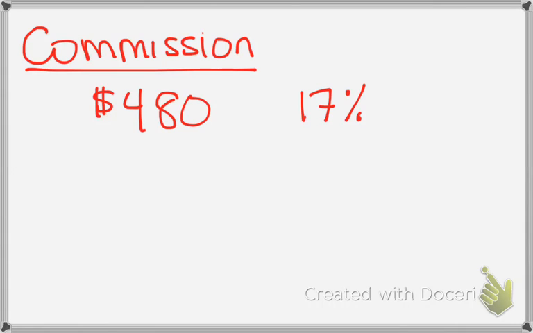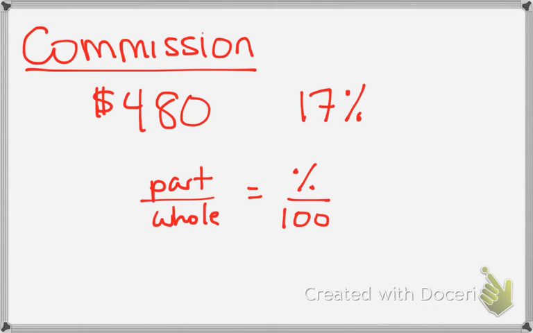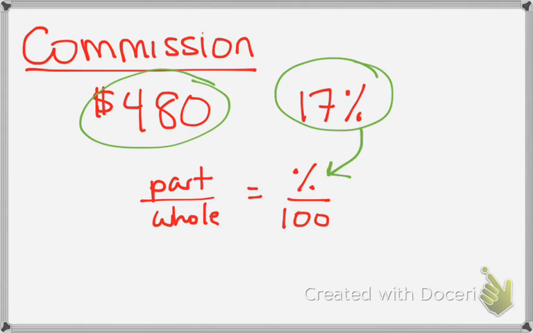So what I need to do is I need to find my part over my whole equals my percent over my 100. So I'm going to set it up. Again, we think about this and we think, okay, well, it's obvious the percent sign goes over there. Now the 480, is that the part or the whole? Now if I sold 480, I'm not going to make more than 480, so it's going to be the total amount. I'm going to make something smaller. So just like tax was on top, the commission is also on top. So I plug it in.